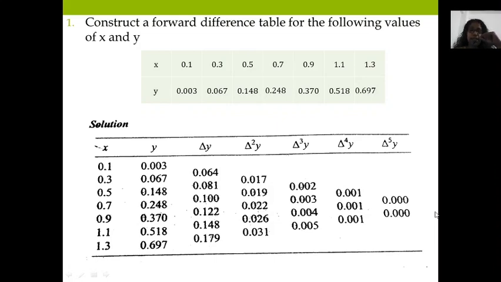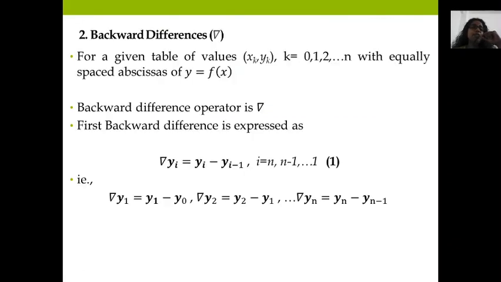Okay, delta. So we are going to the second finite difference operator, that is the backward difference. Here it is an inverted delta. So again the same thing, the given values of x and y are noted, from 0 to n, where y is f of x, and the backward difference operator is inverted delta. And how is it expressed? Inverted delta yi equals yi minus yi minus 1. The limits of i you should clearly follow.